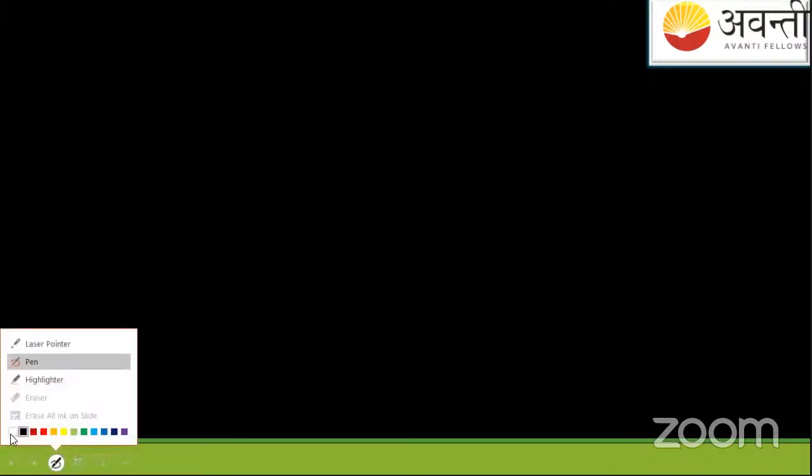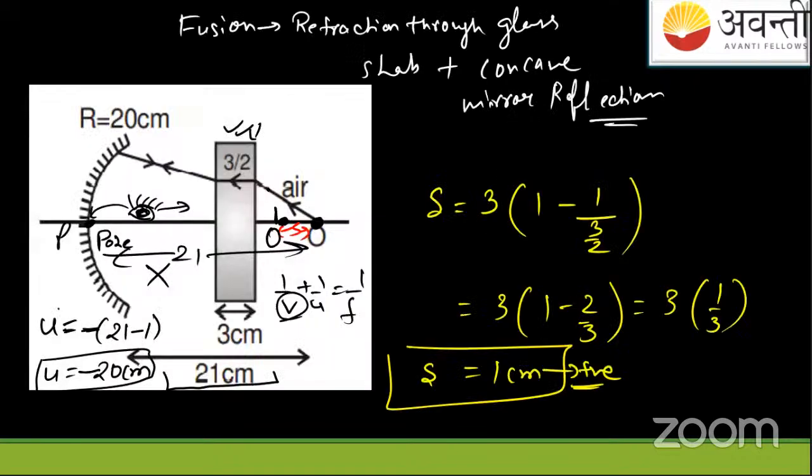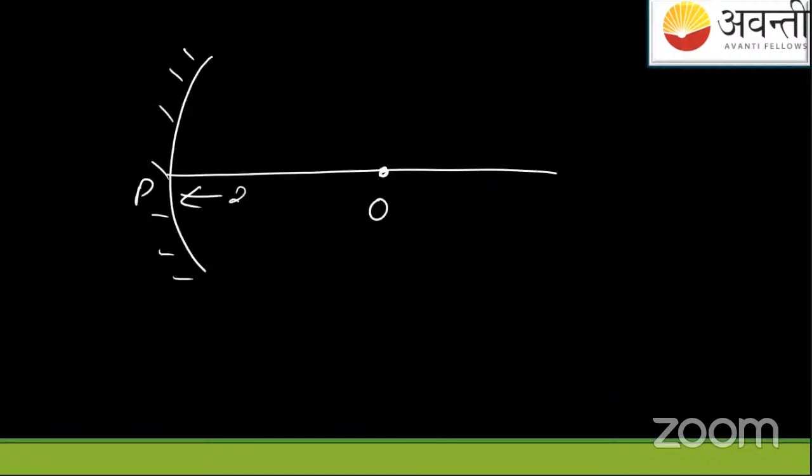So now the question becomes like this: there is a concave mirror, and there is the principal axis, and the object is here, pole is here, and the object is now shifted somewhat towards the concave mirror, since the shift is positive. It's minus 20 centimeters, so its location is 20 centimeters from the pole, and the radius of curvature is also 20.